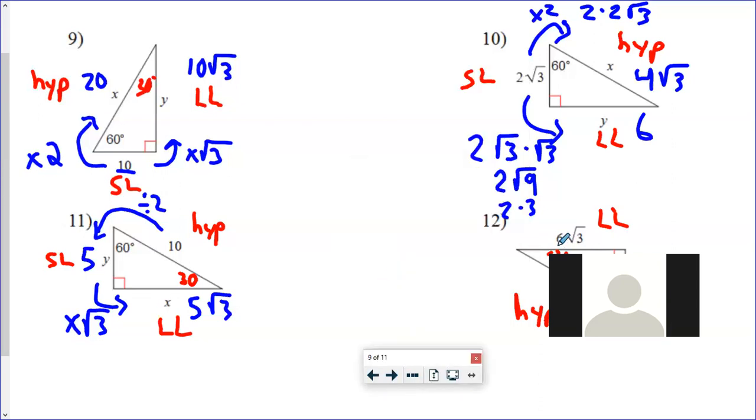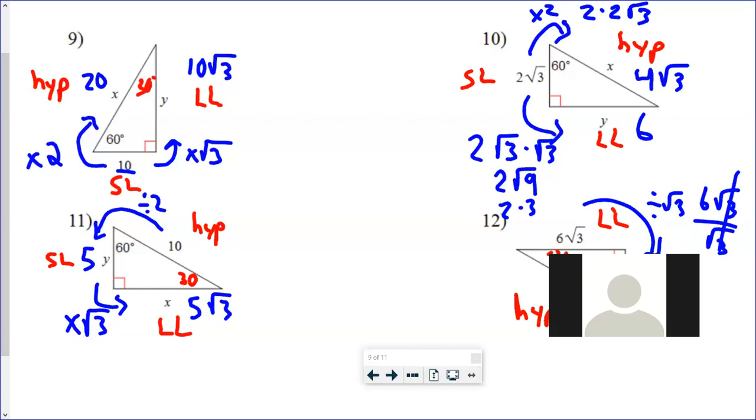Now, I am given the long leg. And to get from the long leg to the short leg, we need to do the opposite of what we've been doing. Before we were timesing by the square root of 3. So now we're going to divide by the square root of 3. Sometimes that's ugly, but here if I do 6 square roots of 3 and I divide it by the square root of 3, those cancel out to just give me 6. So that's nice.